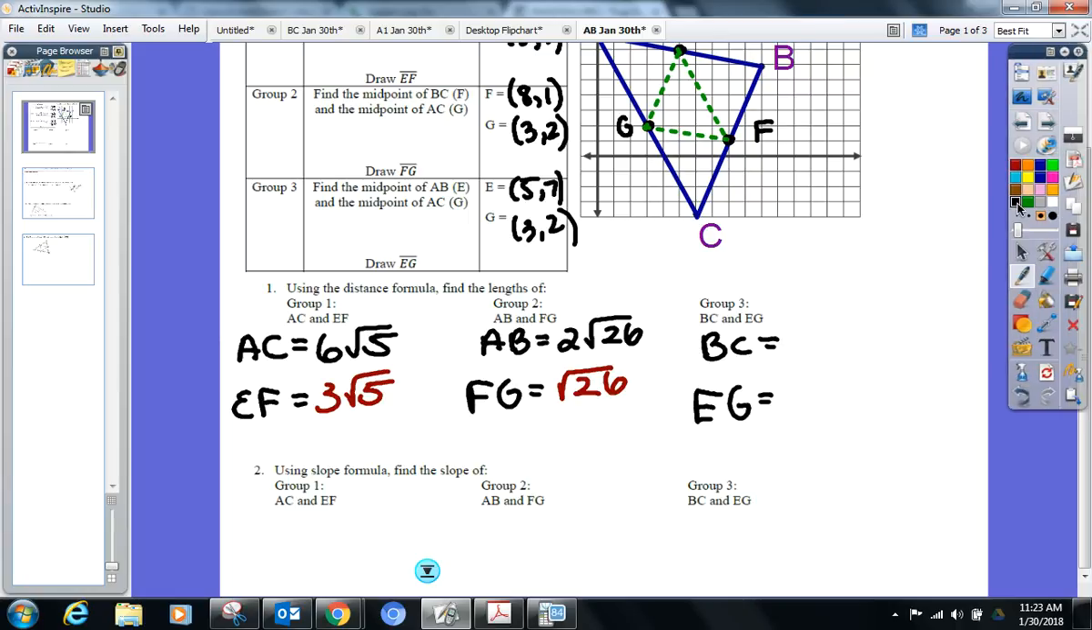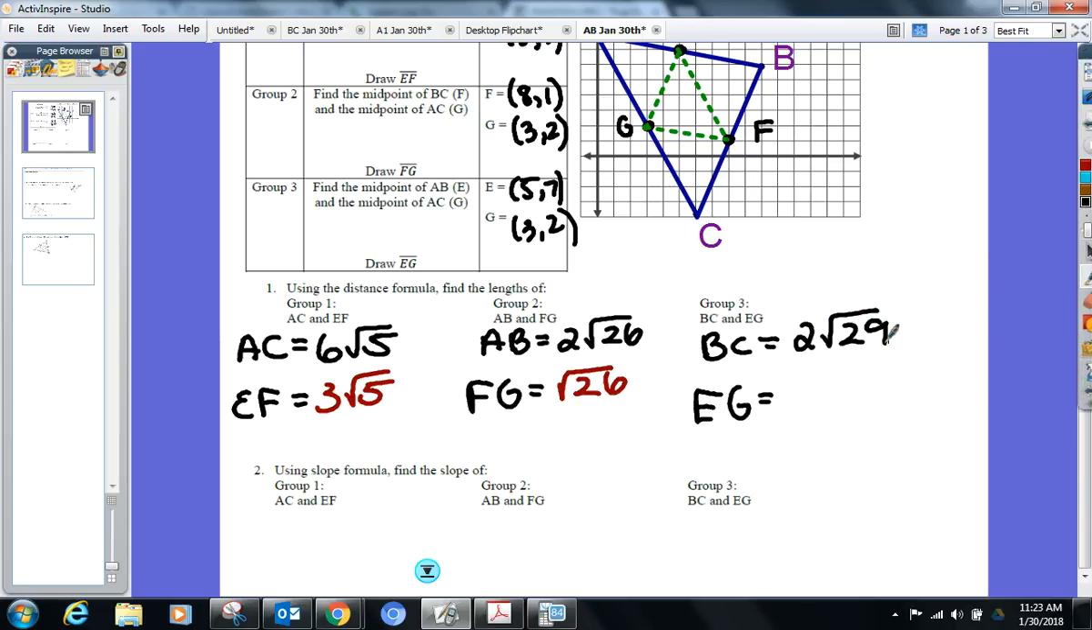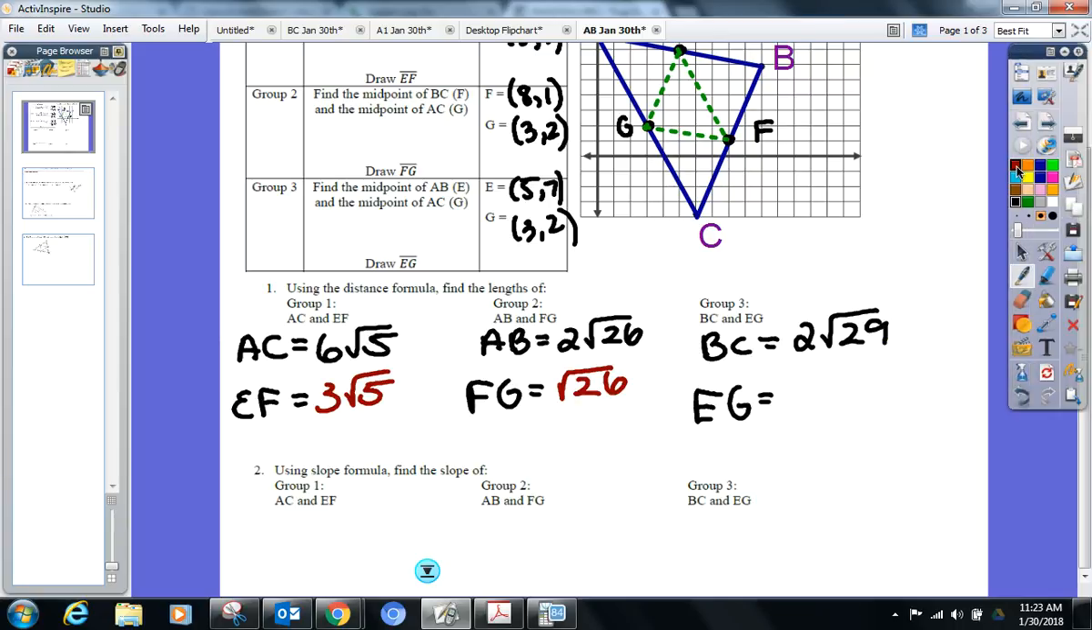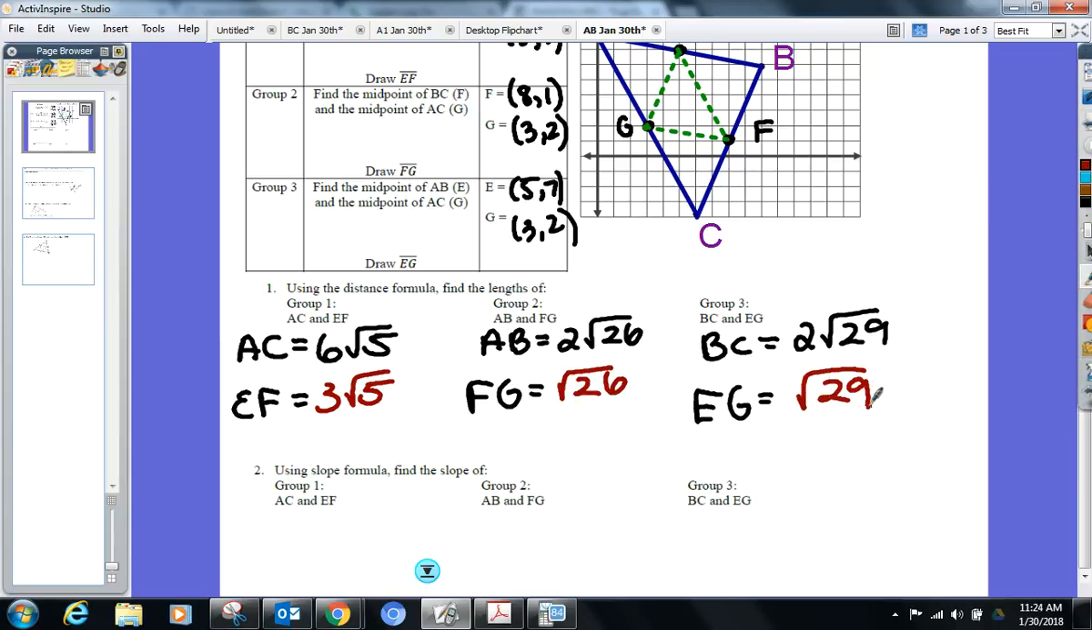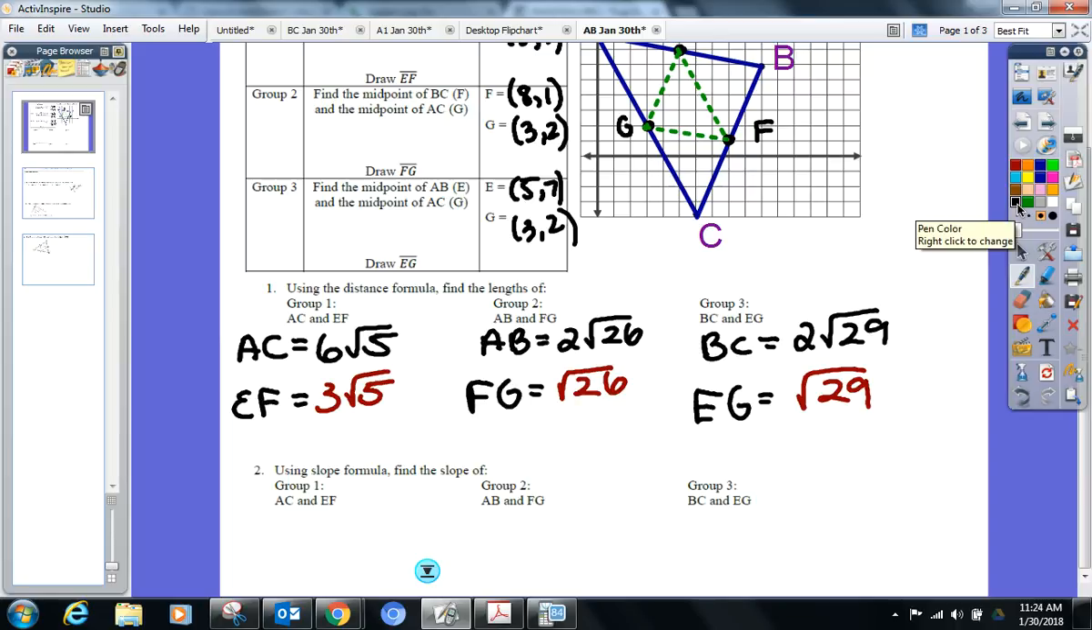Group 3, did you find the length of BC? 2 radical 29. Hopefully you tried to break down the square root of 116. That's what 2 radical 29 breaks down from. Yep. And then how about EG? Square root of 29. All right, take a look.